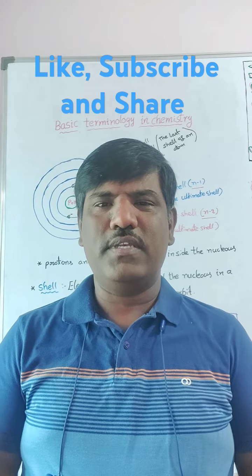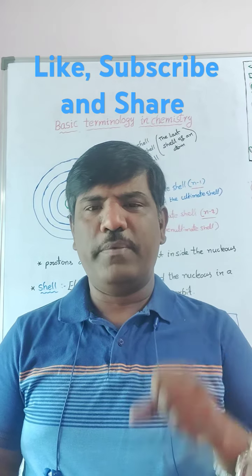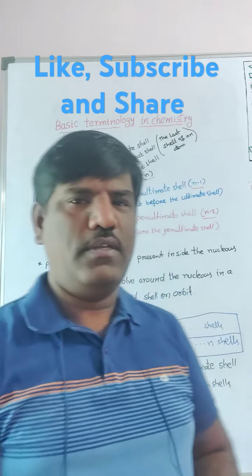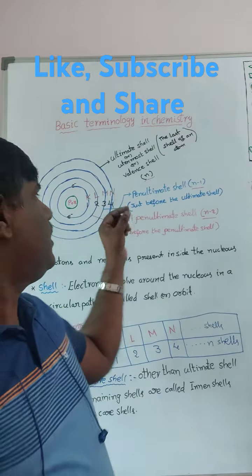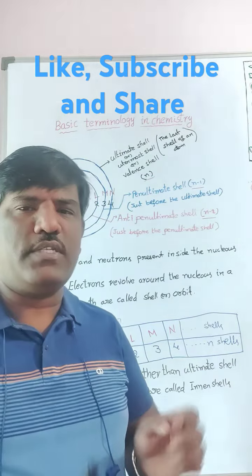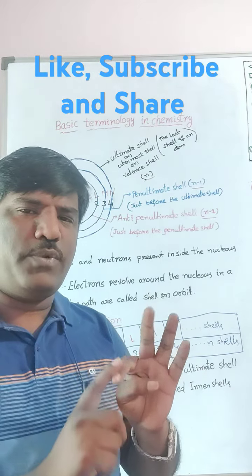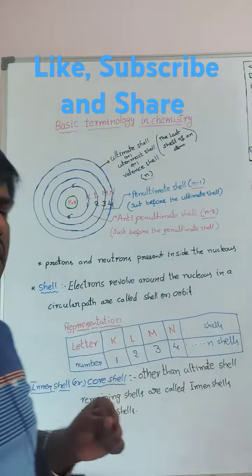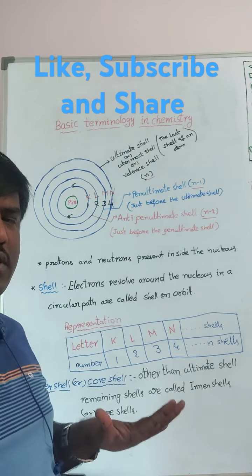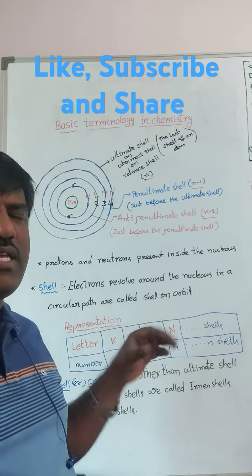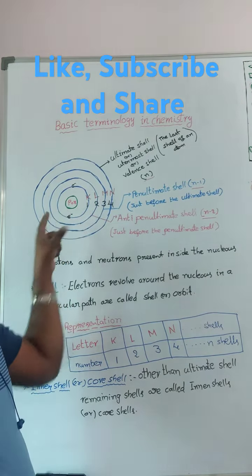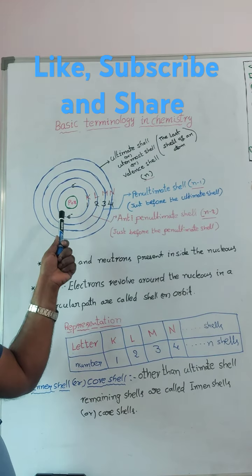Today we are going to discuss the position of fundamental particles in an atom as well as about shells. If you observe here, there are three fundamental particles. In the previous video we discussed electron, proton, and neutron. So, where the positions of electrons, protons, and neutrons are, we are going to discuss today, as well as shells. Protons and neutrons are present inside the nucleus.